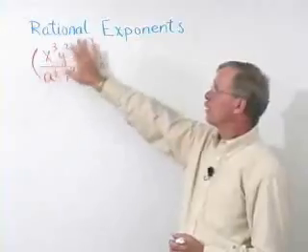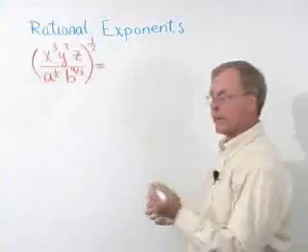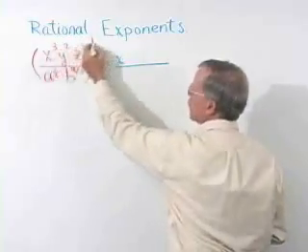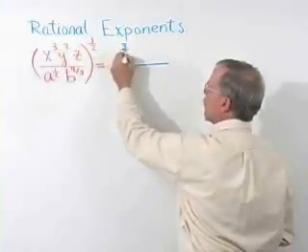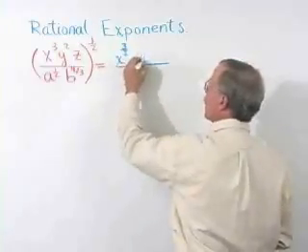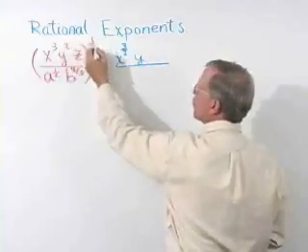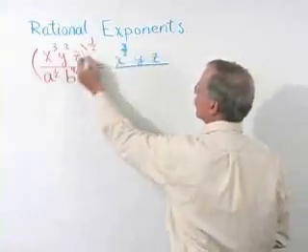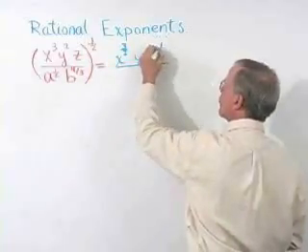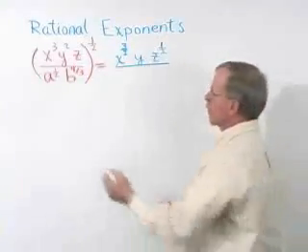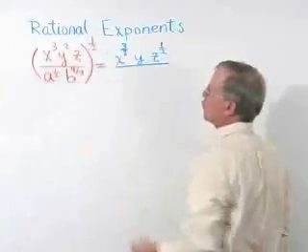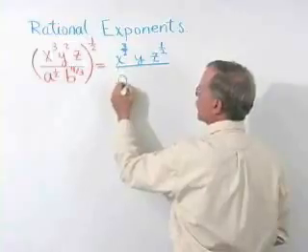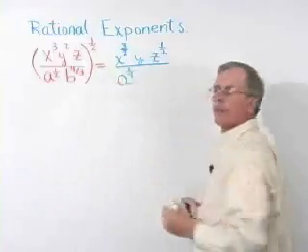When we raise a power to a power, we multiply the exponents. So what we'll wind up with here is x to the 3 times 1/2, which is 3/2. Y: 2 times 1/2 is 1. Z: 1 times 1/2 is 1/2. A to the 1/2 raised to the 1/2 power: 1/2 times 1/2 is a to the 1/4.